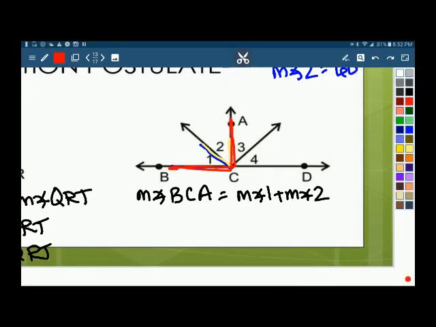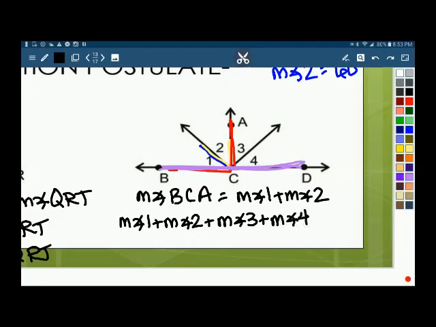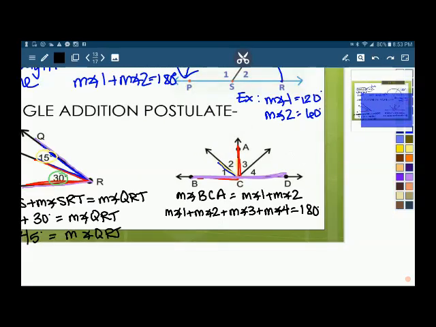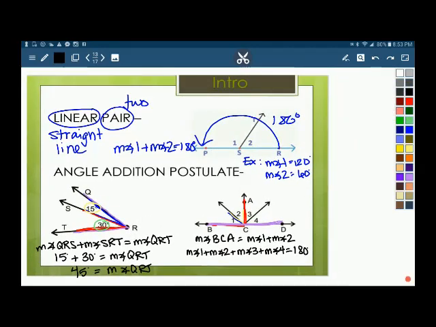Okay, and I can actually use this diagram in many different ways, connecting all four of the different angles together. I could even write a statement having to do with the straight line from B to D. Okay, that straight line would add together to be 180. So I can actually say in this diagram that the measure of angle 1 plus the measure of angle 2 plus the measure of angle 3 plus the measure of angle 4 forms a straight line, which is 180 degrees. Okay, so lots of different equations we can create from knowing these different properties and postulates.